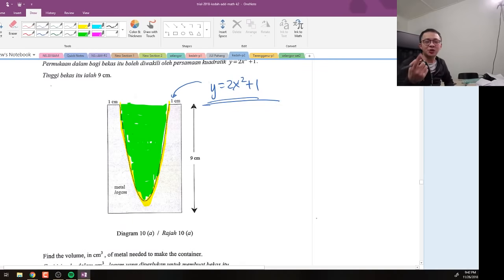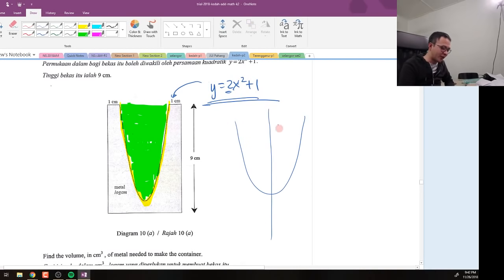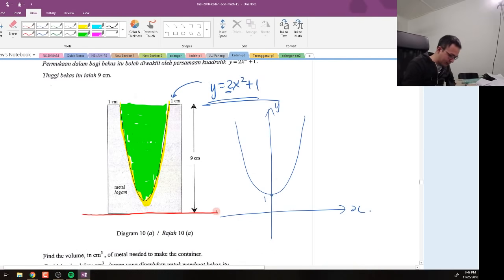Then the next thing is, what does this equation represent? You realize this equation doesn't have bx. You have 2x squared plus 1. 2 is a positive number, so you have a U shape. Because there is no bx, the minimum point lies on the y-axis. Plus 1 means the minimum here will be 1. So this will be your x-axis, and based on this information, your y-axis will be here, like this.